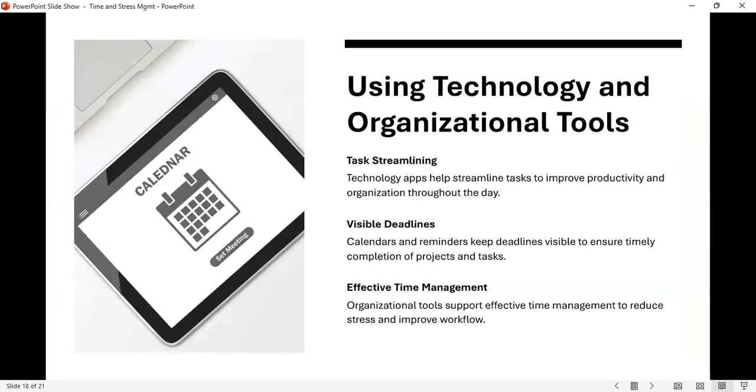Using technology and organizational tools. Now, technology itself can be a stressor, but it also can be super helpful. So task streamlining, technology apps help streamline tasks. And visible deadlines, make sure your deadlines are visible to you. I have to have X, Y, and Z done by such and such time, and make sure that pops up for you so you see it. Constant reminders, which can be stressful sometimes too. So make sure you're doing it in a way that doesn't add additional stress to you.